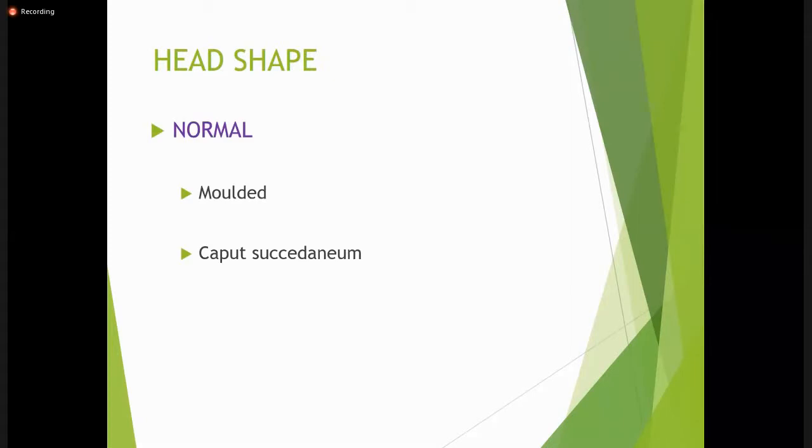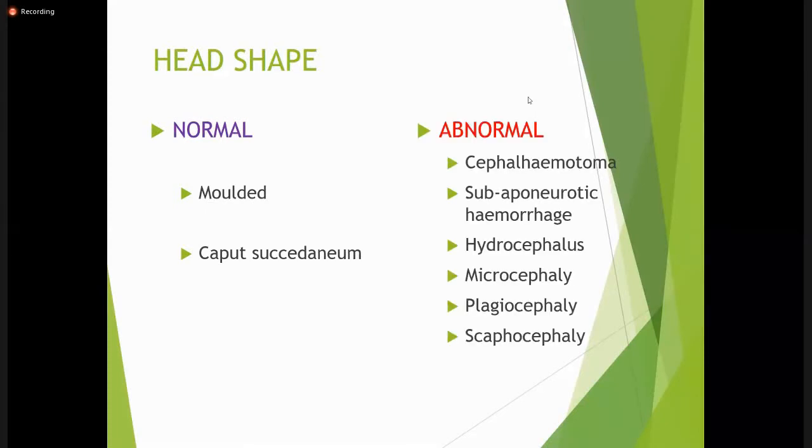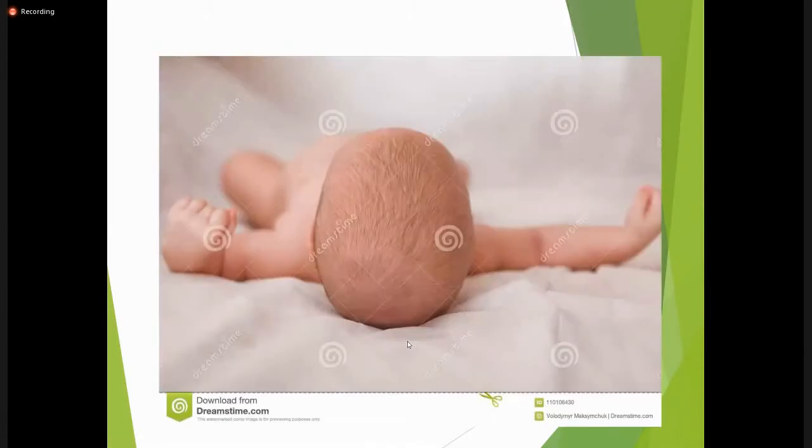Okay. So we have to see whether the head shape is normal, molded, or if there is caput. And in the abnormality, if there is any cephalohematoma, subaponeurotic hemorrhage, hydrocephalus, microcephaly, or any abnormal head shapes. Okay. So this is the normal shape of the head, which is elongated in the front, slightly broad at the back.